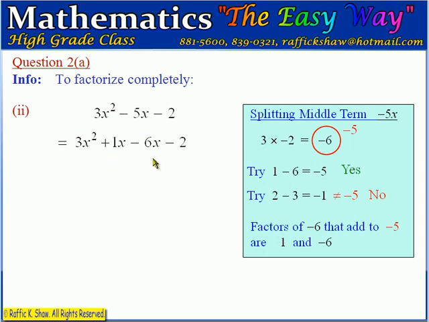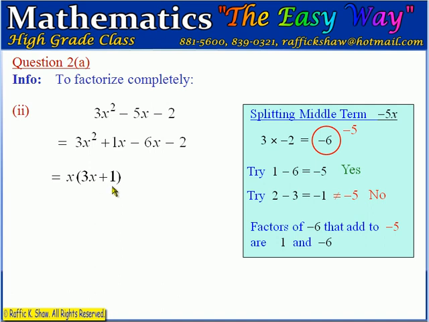And now we have four terms. We can proceed by factorizing by parts. So we look for a common factor in the first two terms. In this case, that common factor is just x. And so we factorize the first two terms by taking out the highest common factor, which is x. And when we divide the 3x squared term here by x, the result is 3x. And 1x divided by x leaves us with this 1 here. So that's it. We have factorized the first two terms.